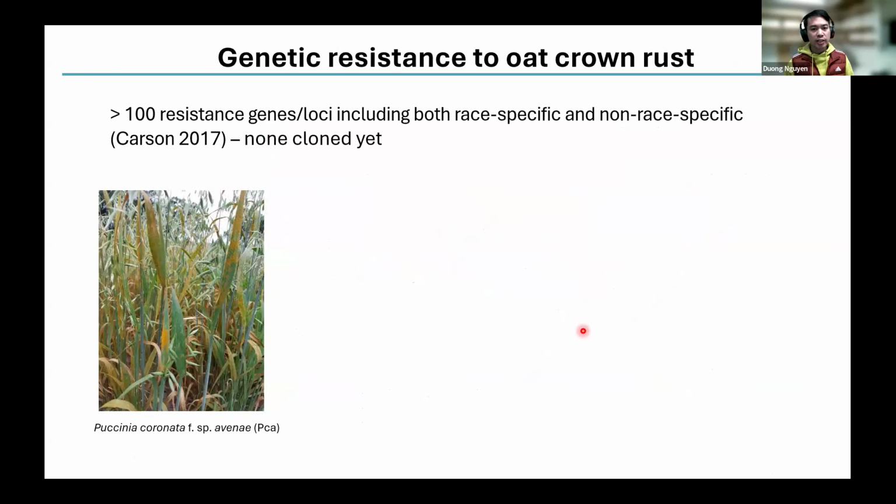Talking about genetic resistance, so far in the literature, we have more than 100 resistance genes assigned to the oat genome, which include both race-specific and non-race-specific types. However, none of these have been cloned yet. In this presentation, I will refer to the crown rust pathogen, Puccinia coronata avenae, as PCA for short.